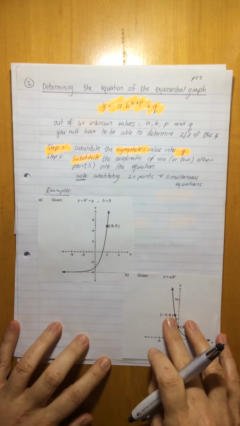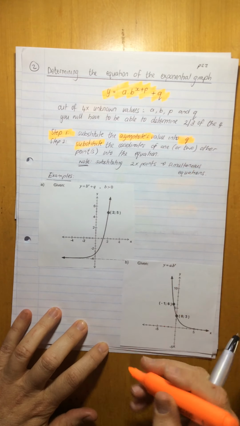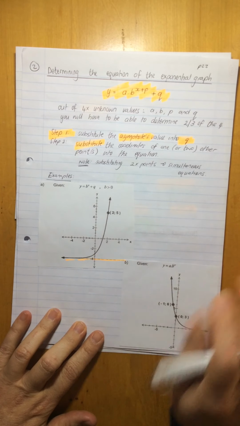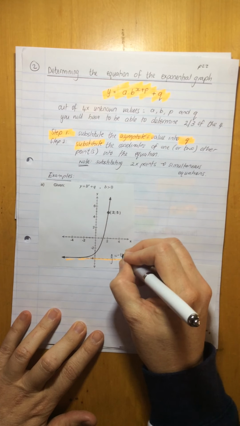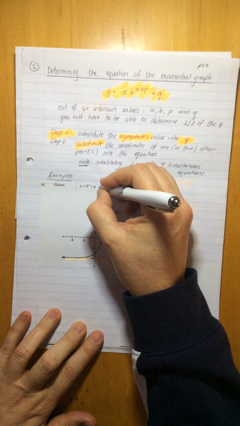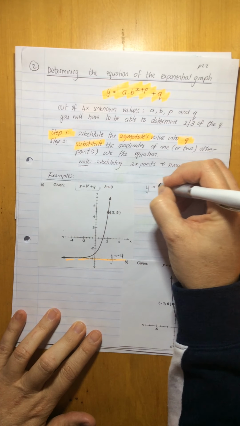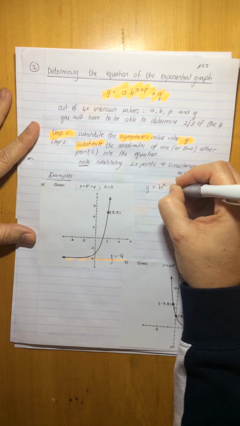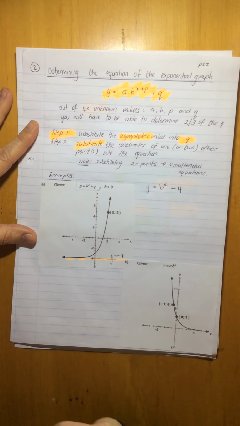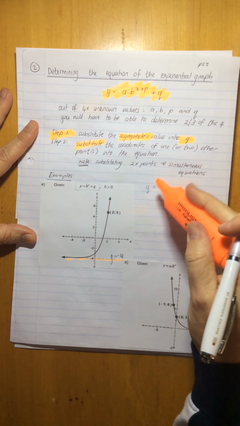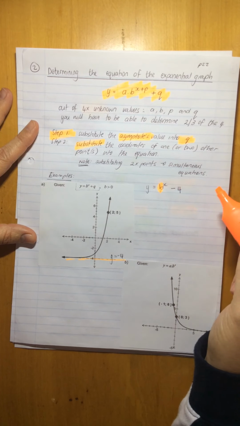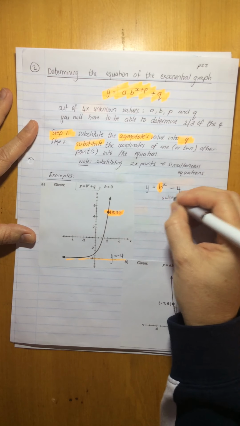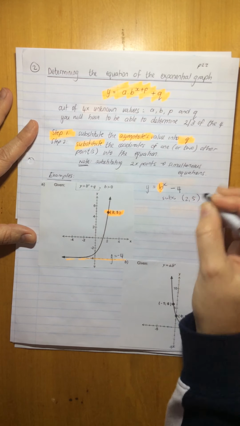Okay, so if I look at the first example, I see that I have an asymptote at y equals to minus 4. So they also specify the equation you are working with. So instead of plus q, I'm going to write minus 4. That means I only have one variable left to find. And if I have one variable left to find, I substitute a point.